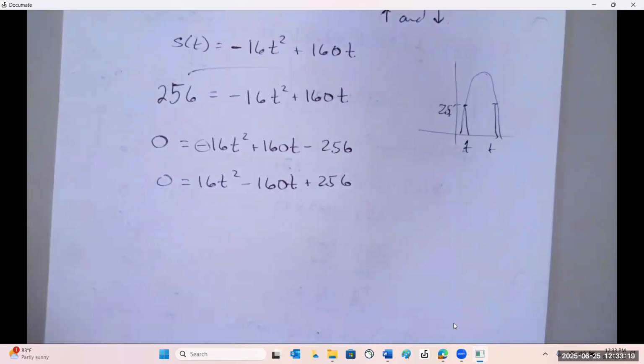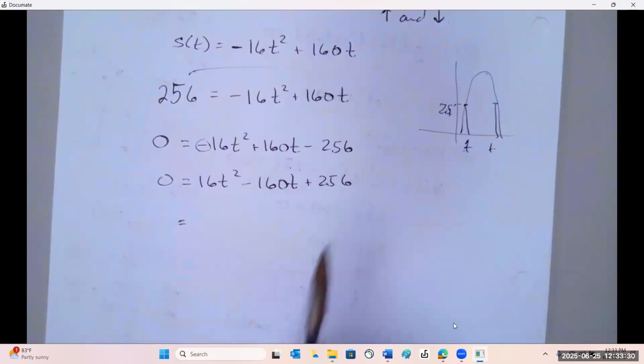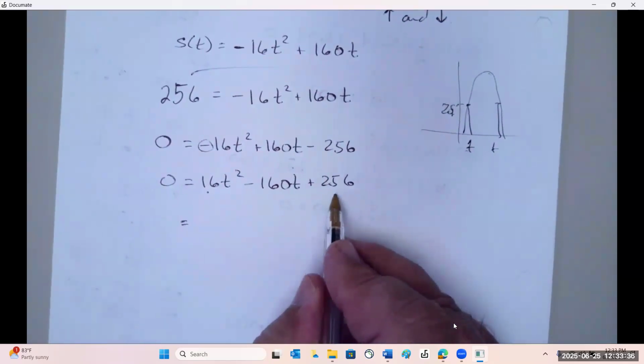We could just go ahead and plug this straight into the quadratic formula and work it out, but the numbers are going to be pretty big. Can we simplify it? They all have a what in common? Okay, this one has 16. Does 16 go in this one? How many times?